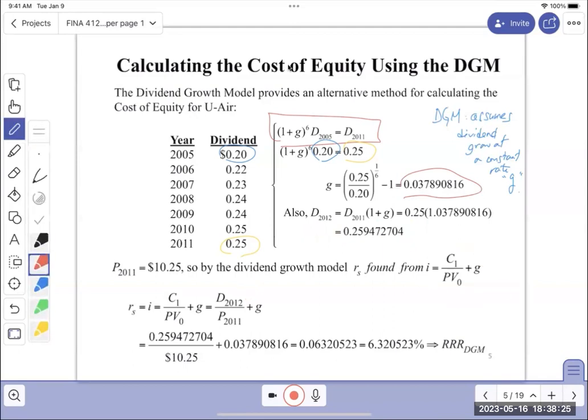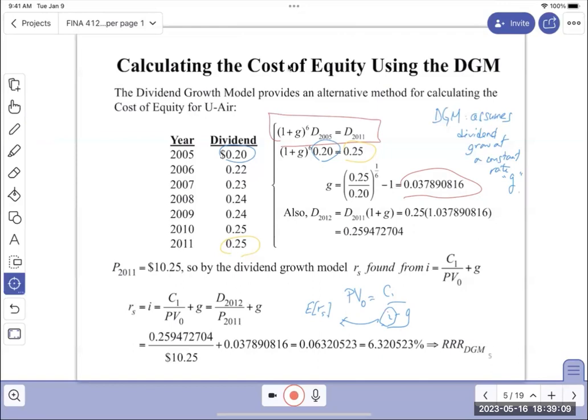The dividend growth model comes from, with the assumption using the formula for percentage returns, I'm essentially just taking my growing perpetuity formula for constant growth dividends and solving for I. I solve for I, okay? So that's going to be my expected return to UR. That's what it's going to be.